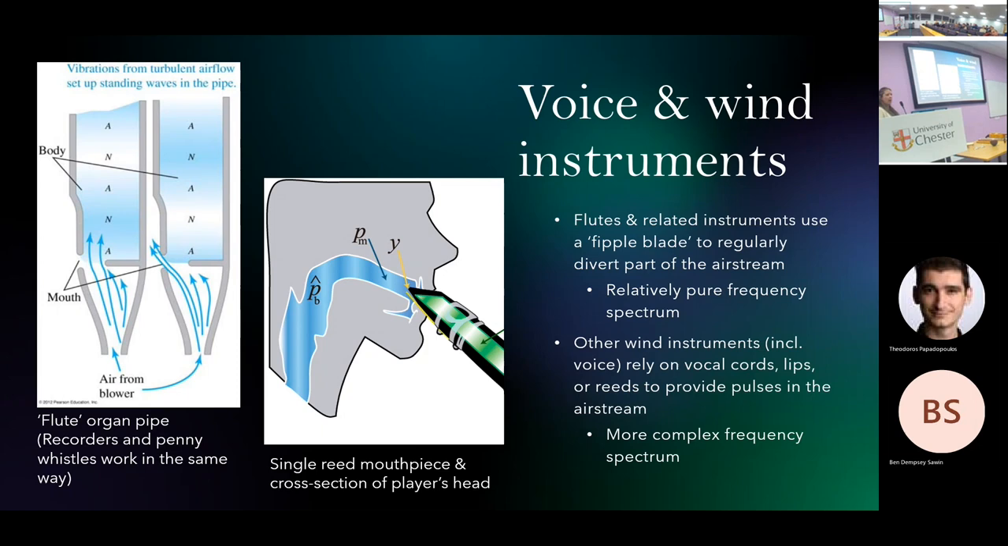Lots of other wind instruments work in a similar way. Our vocal cords basically work in the same way. Two cords held under tension, you blow air through the gap between them and they sympathetically vibrate as a result.